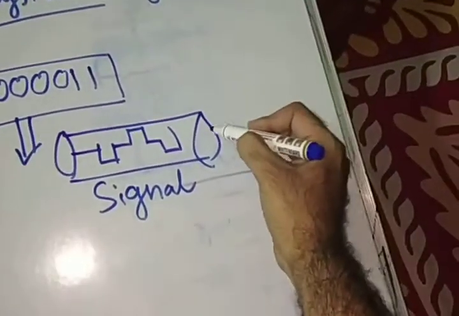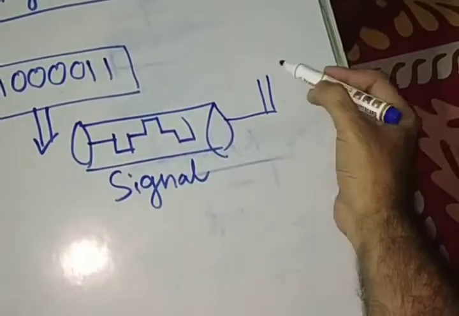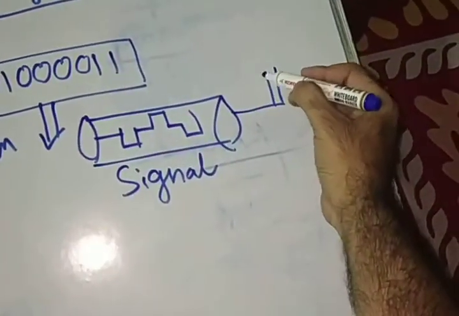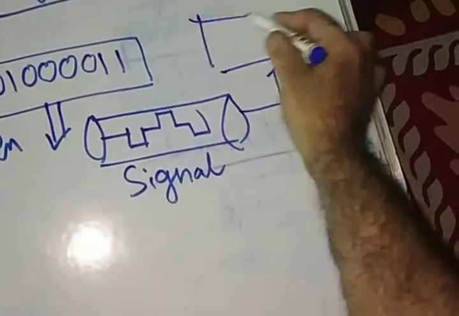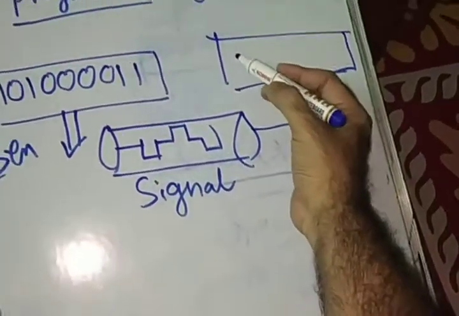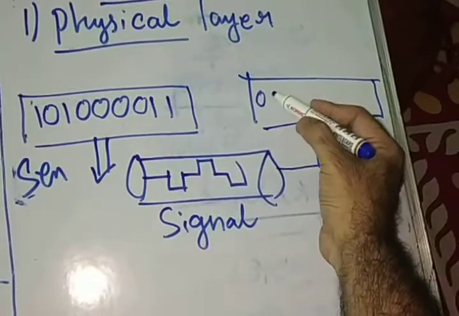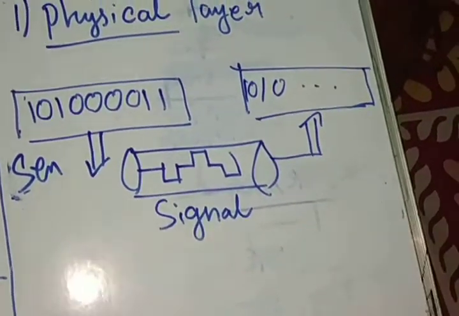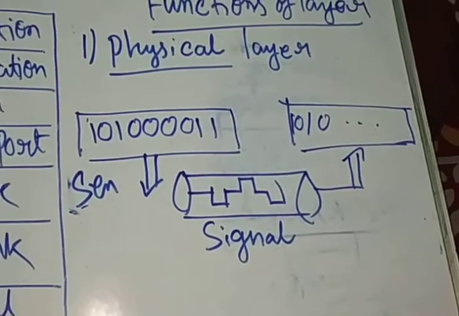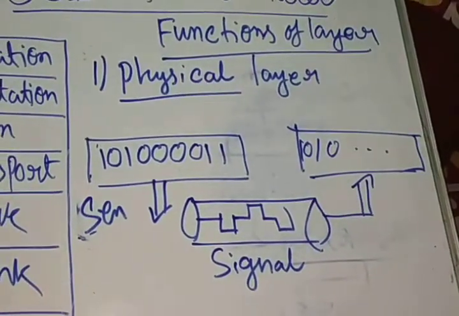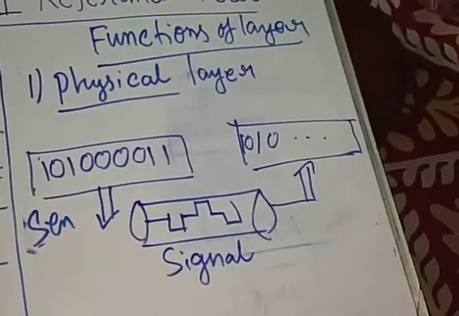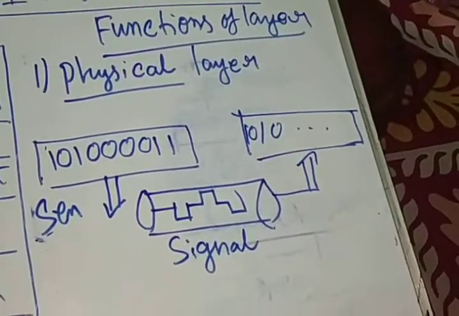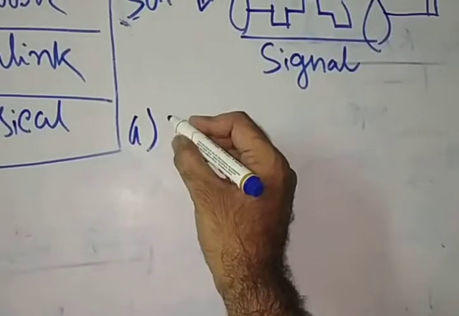and this is the sender section, and this is the receiver section. The receiver receives this data in the same format, that is in signal format, and encodes it into 0 and 1. Now the first function is the physical characteristics.